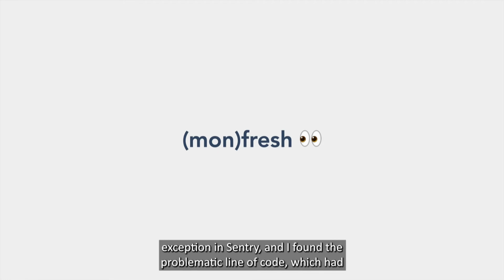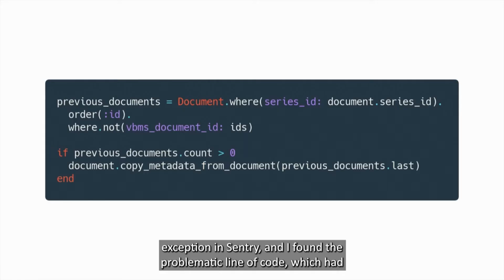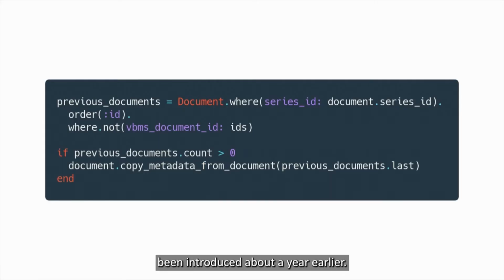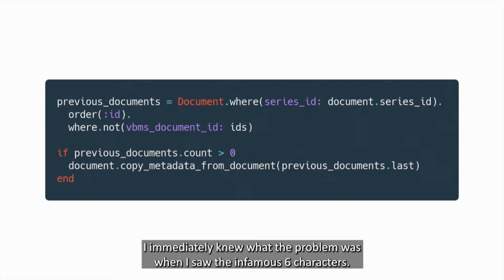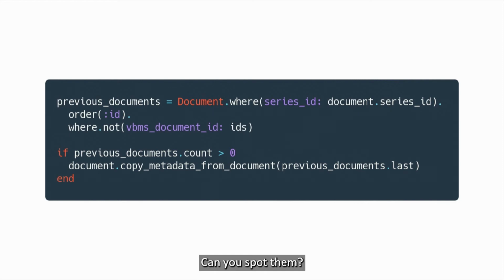And going back to the problem, the first thing I did was look at the exception in Sentry, and I found the problematic line of code, which had been introduced about a year earlier. And I immediately knew what the problem was when I saw the infamous 6 characters. Can you spot them?